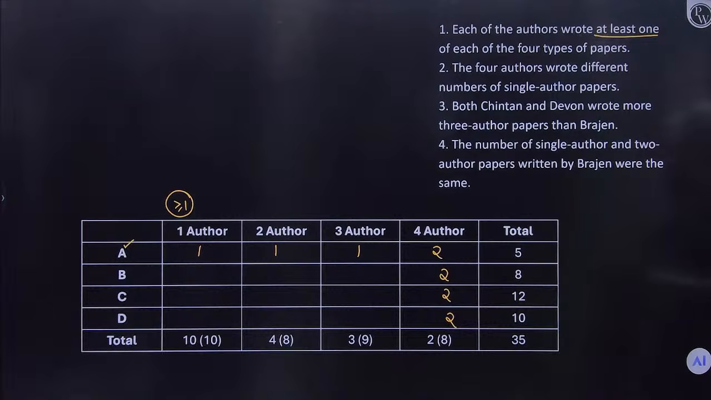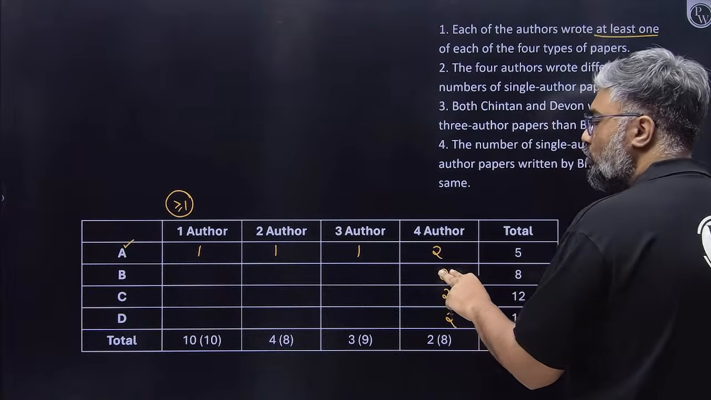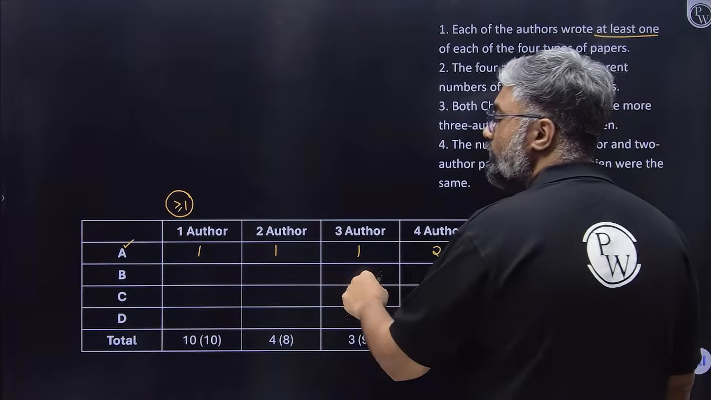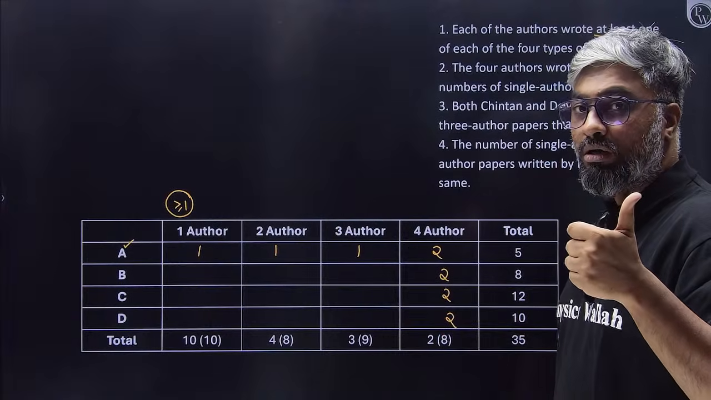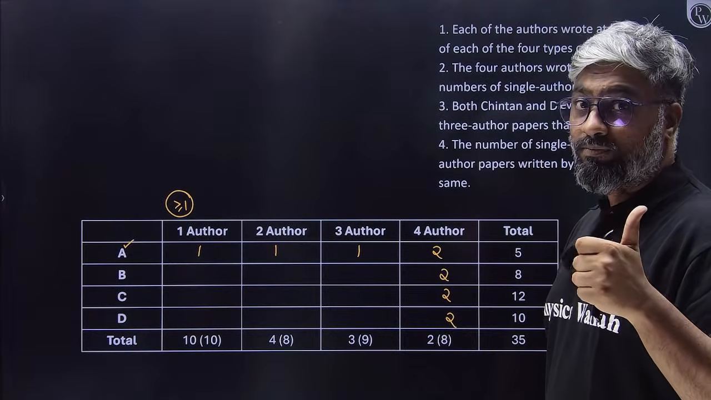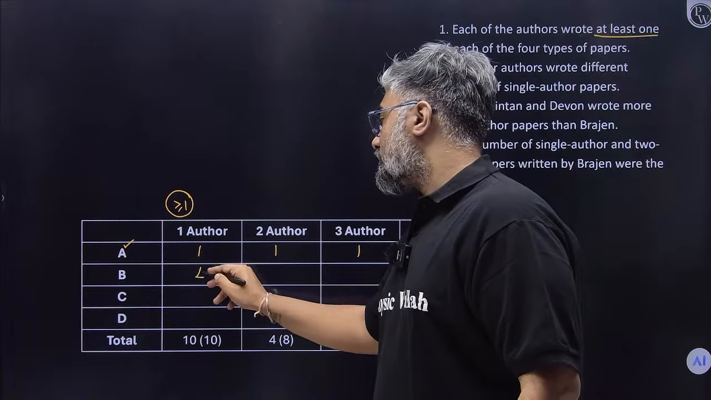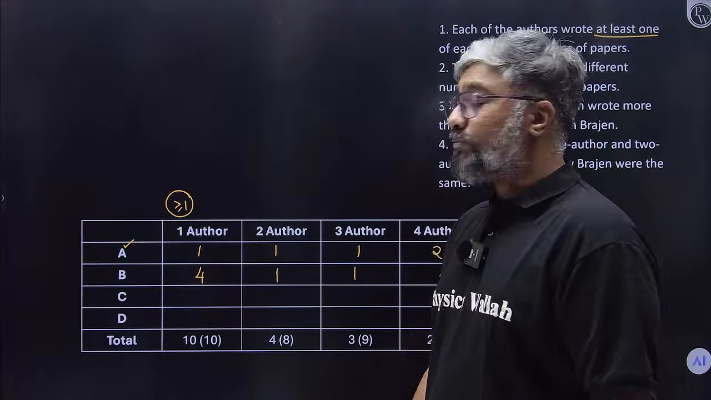How about B? What do we have for B? We have 2. I need to fill 6 more. With 6 I can play around. Yeah. With 6 I can say this is 4, this is 1, this is 1. Is it possible? Possible.